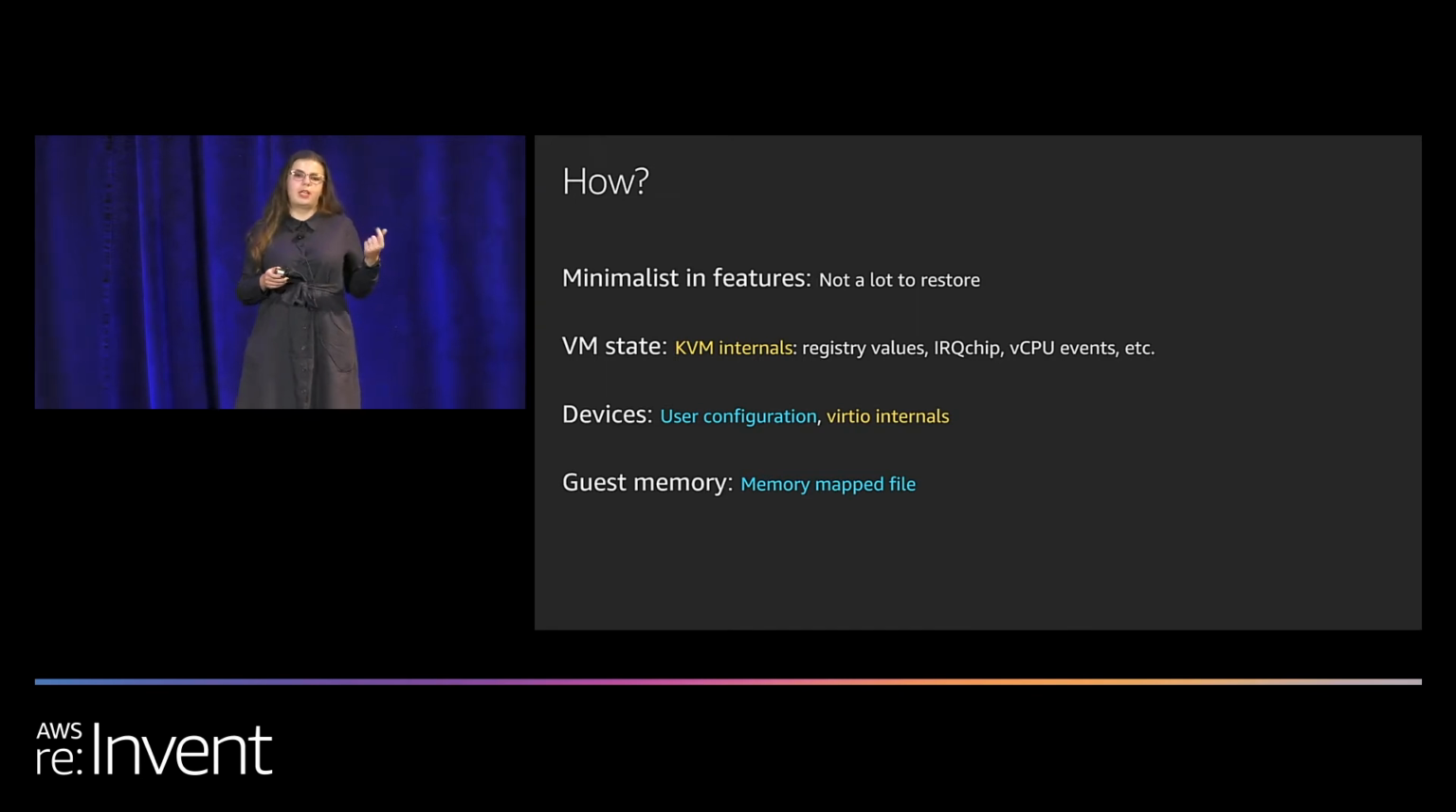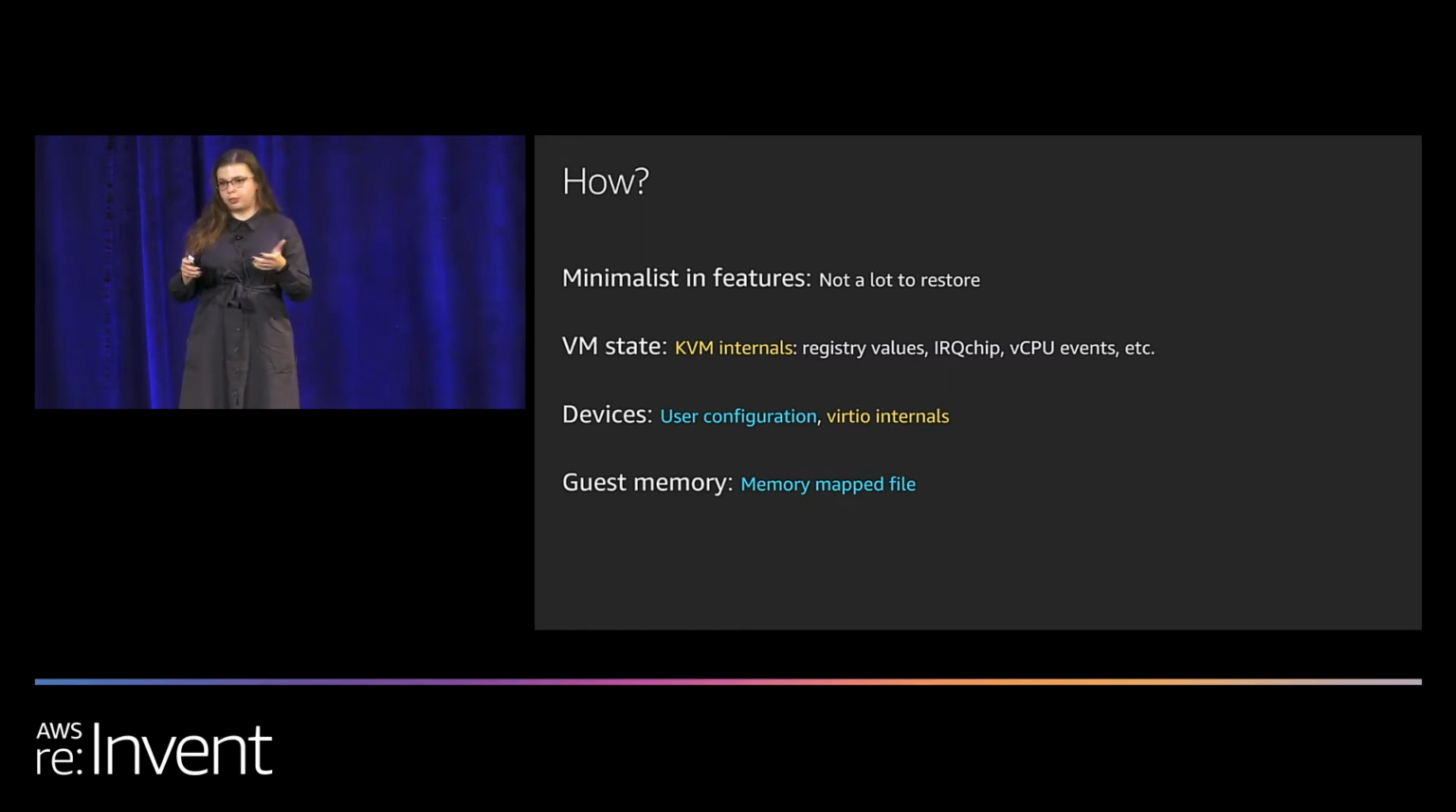And you can think of their states as half user-facing. Like for block, that would be the path on the host to the underlying file that emulates the block device. And for network, it would be the name of the tap device on the host that emulates the network device in the VM. And that's pretty much it. You save that and restore it.